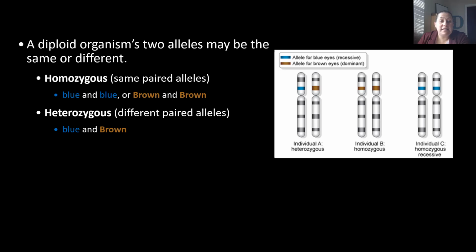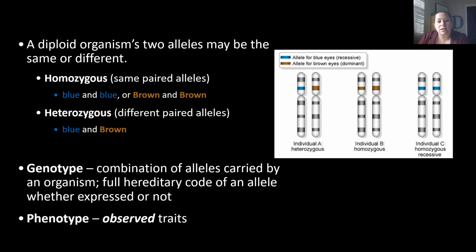Well, blue and blue would be C. What about brown and brown? Well, that's individual B. So which one is going to be heterozygous, meaning different, blue and brown? That one would be A. Okay, and so we can describe those individuals.